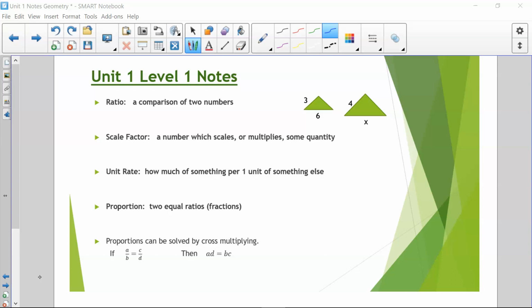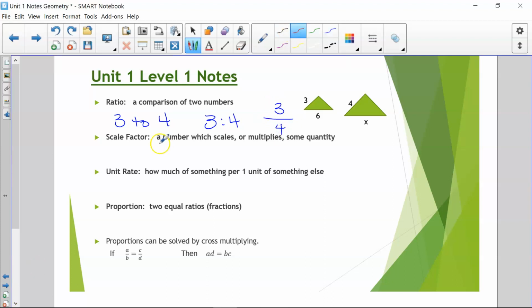A ratio is a comparison of two numbers. So this could be side length 3 to 4, and we can write that as 3 to 4, or as a ratio with a colon, 3:4, or as a fraction, 3/4.